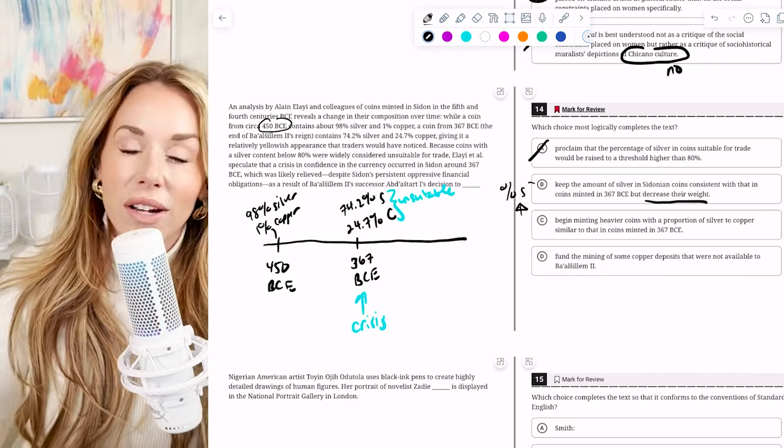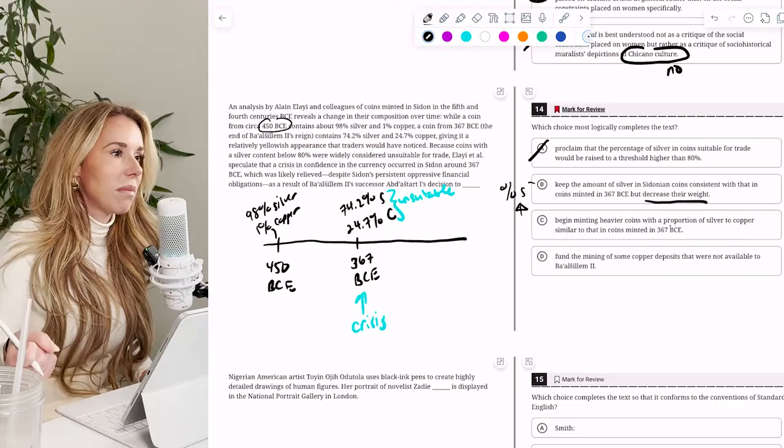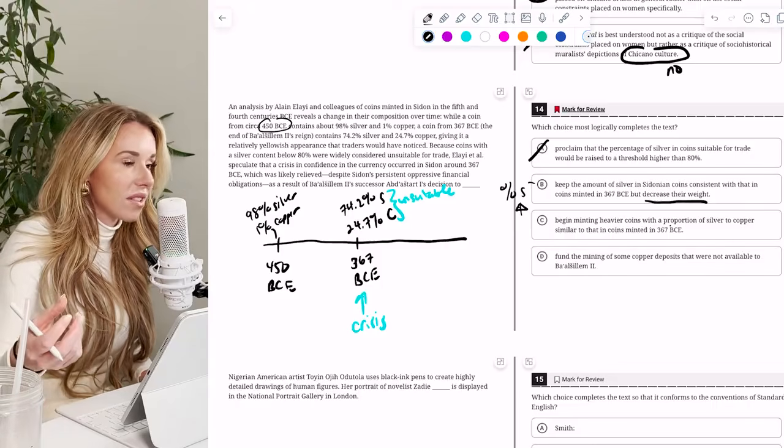So I like that one. It'll make it less yellow. They just basically make the coin smaller or whatever, but still use the same amount of silver.